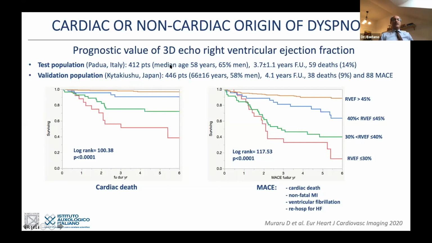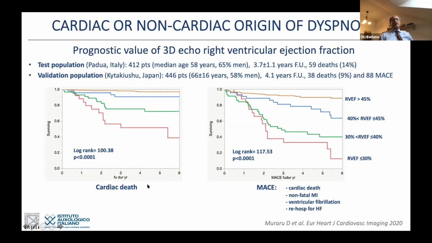We developed in Padua the threshold values for defining normal ejection fraction, that is higher than 45%, mildly reduced ejection fraction between 40 and 45, moderately reduced between 30 and 40, and then severely reduced ejection fraction below 30%. And then we asked our friends in Japan, with a similar population in terms of size and also in terms of follow-up, to check if these cutoff values work in terms of prediction.